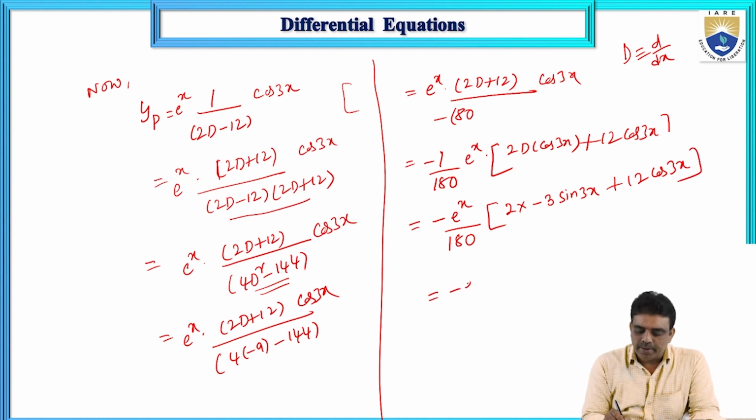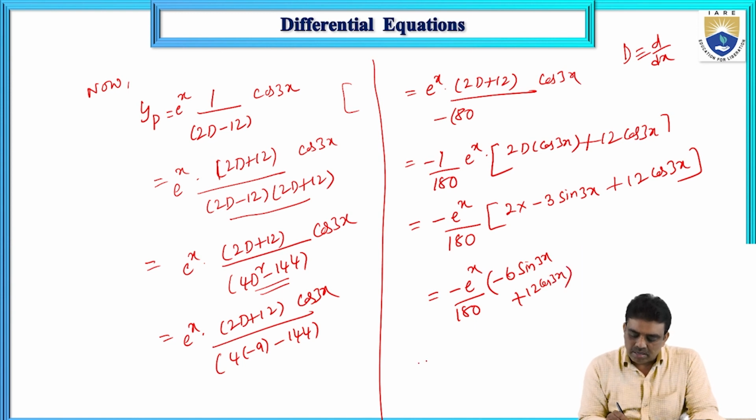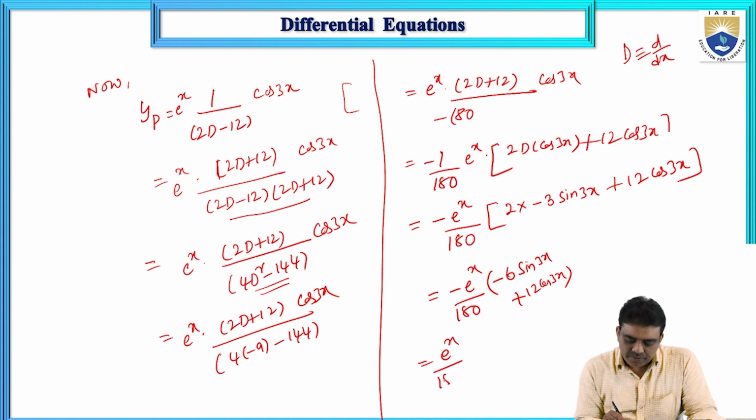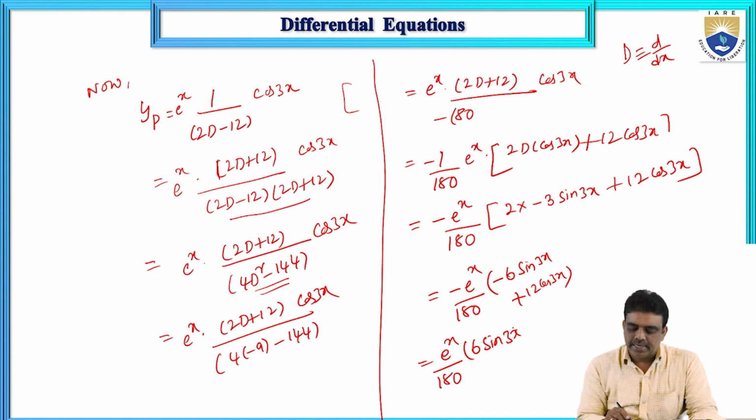Then what is the value? Minus e power x by 180 of minus 6 sin 3x plus 12 cos 3x. On multiplying with the minus sign, you get e power x by 180 of, on multiplying minus sin 3x into minus 6, plus 6 sin 3x, and minus 12 cos 3x, and this entire term is yp.